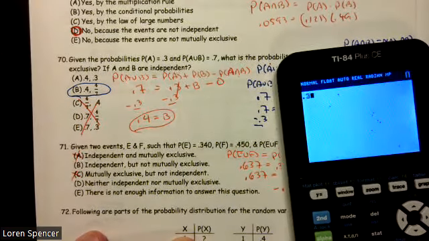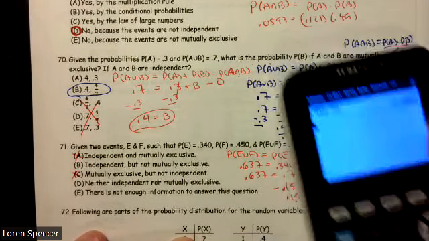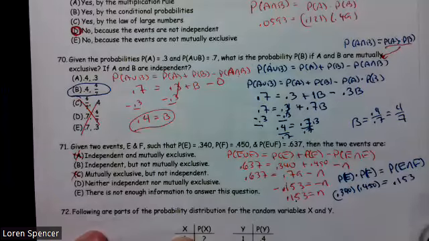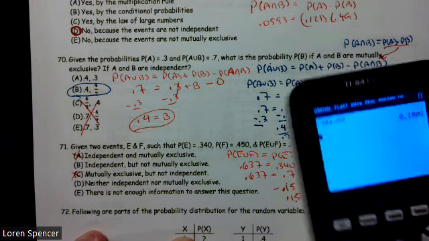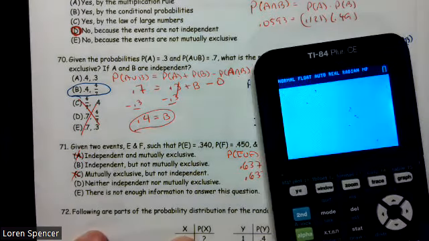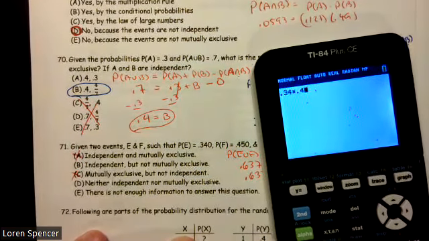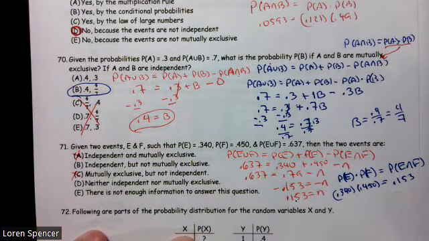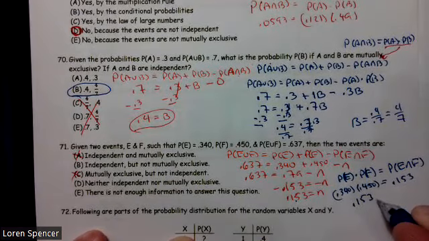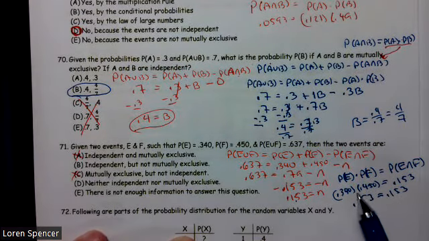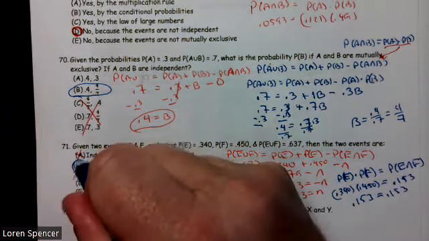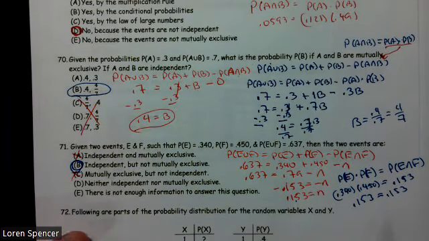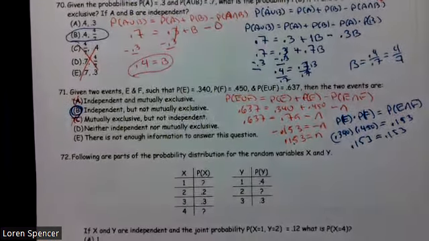So 0.34 times 0.45, oops, I typed in the wrong numbers. 0.34 times 0.45 is 0.153. So 0.153 equals 0.153. Because this times this equals the intersection, they are independent. So our answer choice is B. They're independent, but they're not mutually exclusive. And remember, they don't have to be either one.